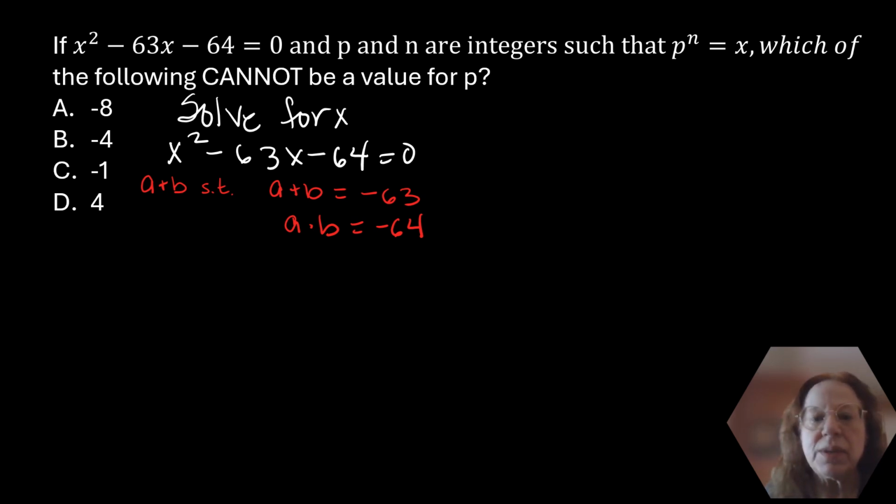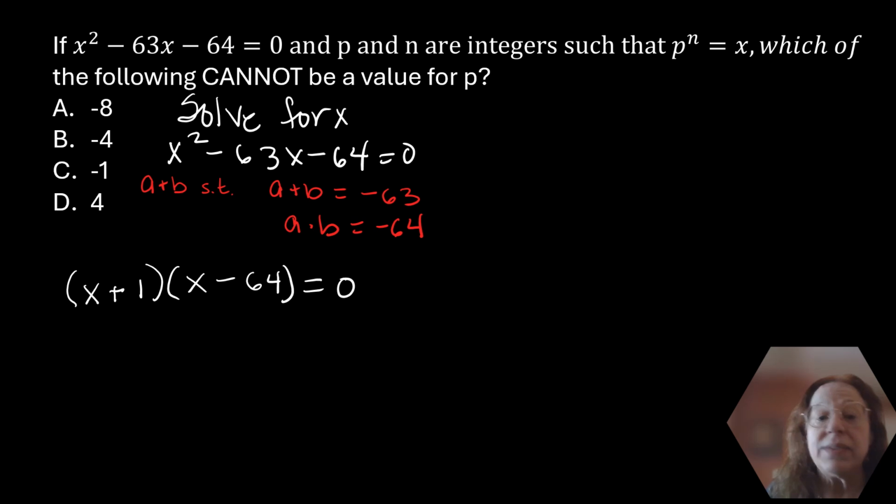And we want to find two numbers, a and b, such that the sum of the two numbers, a plus b, is equal to the middle term, minus 63, and a times b is equal to the last term, negative 64. And those two numbers are 1 and minus 64, because minus 64 plus 1 is minus 63, and minus 64 times 1 is minus 64.